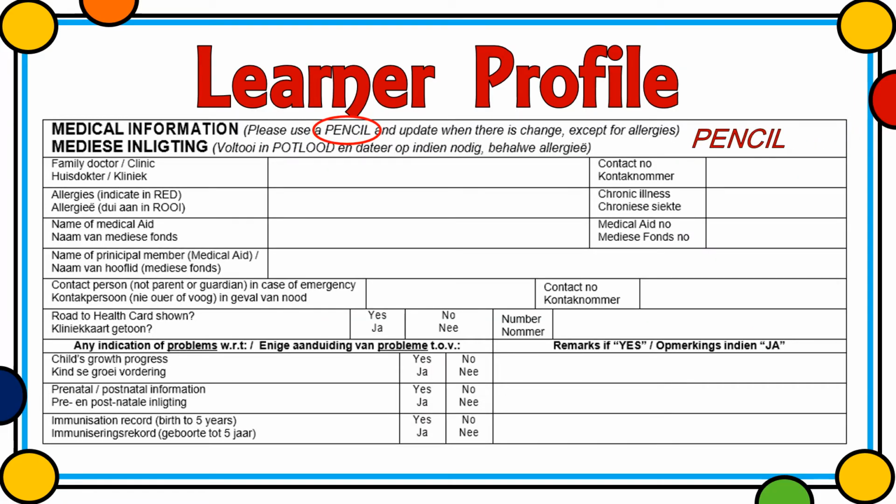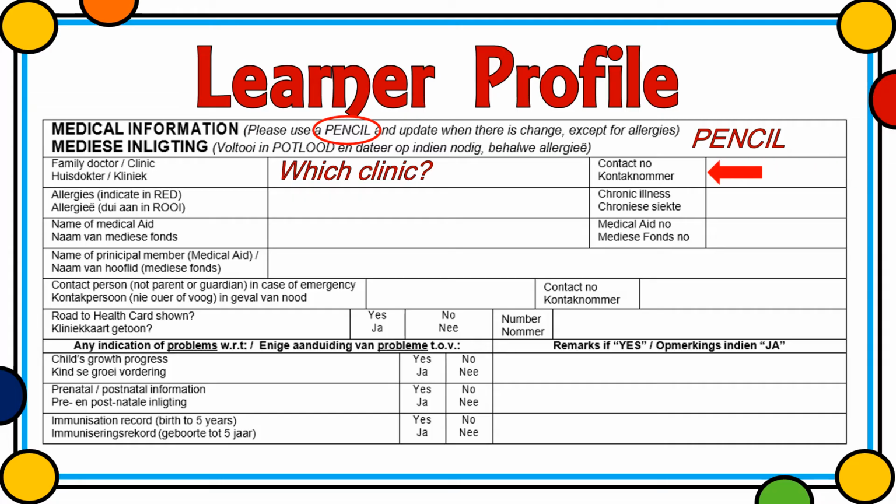The following information should be in pencil, as this can change, and we do not want to continuously scratch out. When we ask for the family doctor or clinic, it is important to mention which clinic. For instance, if a child lives in a Ravensmead area, the child could either go to the Ravensmead clinic, the Uitzicht clinic, or to Tygerberg Hospital. And when this information is needed urgently, it helps to know exactly which institution to contact.